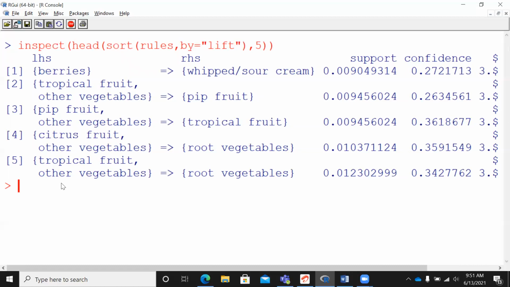Sort it by the lift values. All the high lift values will come right at the top, which is a strong indication that customers have a preference to buy RHS, given that they have already bought LHS. So this is a very, very simple way of doing market basket analysis. Let me just move on.